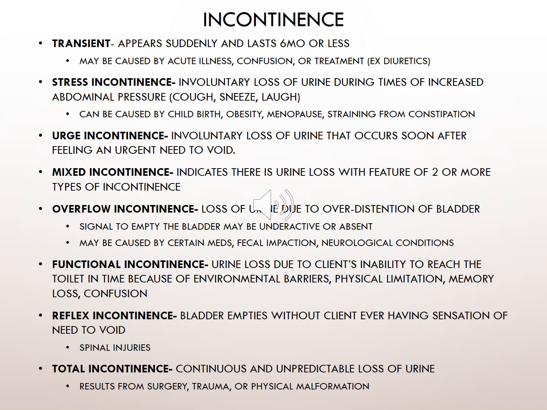As you're taking notes and going through this PowerPoint and listening to this presentation, I want you to spend some time on this slide. These are the terminology of the different types of incontinence. So you want to review these and know the differences between these types. For instance, transient incontinence appears suddenly and can last up to 6 months or less. Sometimes it's related to the patient having some acute illness or confusion, or maybe they're on a type of treatment such as a medication, and it may just be a short-term type of incontinence.